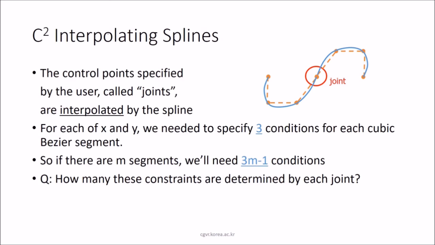So C2 interpolating splines will have control points specified by the user, which are called the joints. These are the joints. These are interpolated by the spline. So for each x and y, we need to specify 3 conditions for each cubic Bezier segment. So if there are m segments, we will need how many? 3m minus 1 conditions.